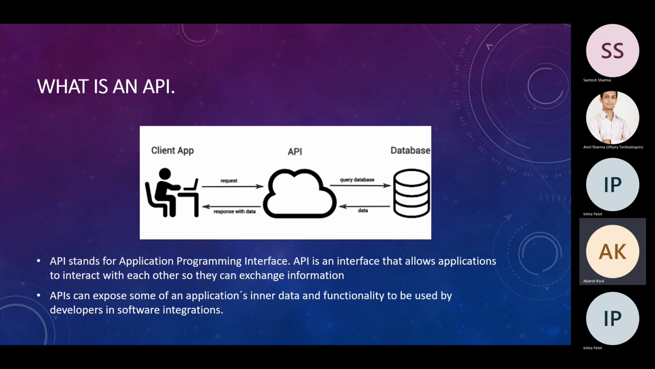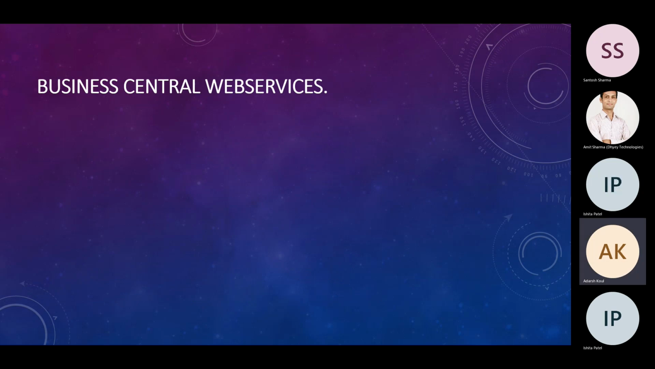A basic API example could be a weather app on a phone. This API connects the phone app and a meteorological site that exposes part of its database. When the phone app asks for data, the API interacts with the weather site, retrieves it, and provides the information to the phone app. Now let's move to Business Central web services, because in Business Central we use web services as APIs.